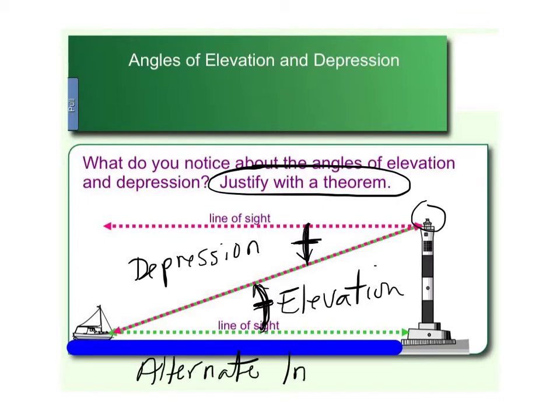That's going to be important because sometimes you'll be given one or the other, either angle of depression or angle of elevation. And you'll be able to use that alternate interior angles because you know that this measure is the same as what this measure is. So that'll help you in solving your angles depending on what kind of problem you're given.